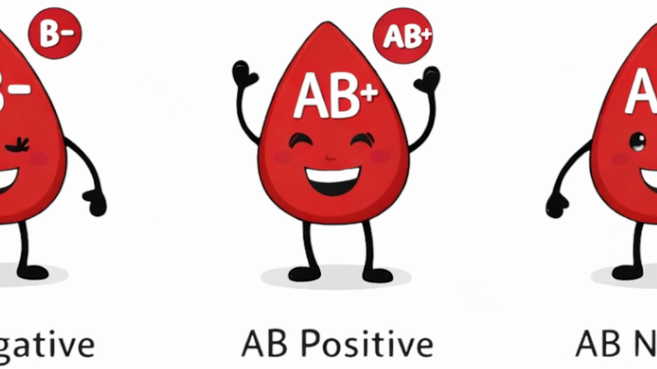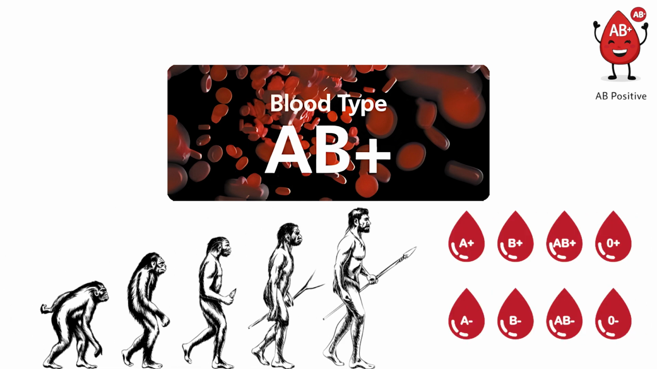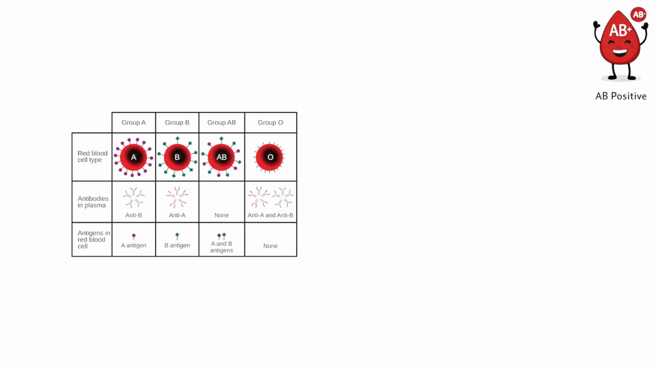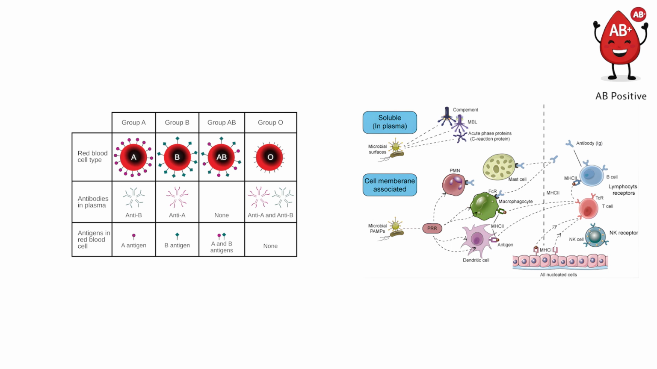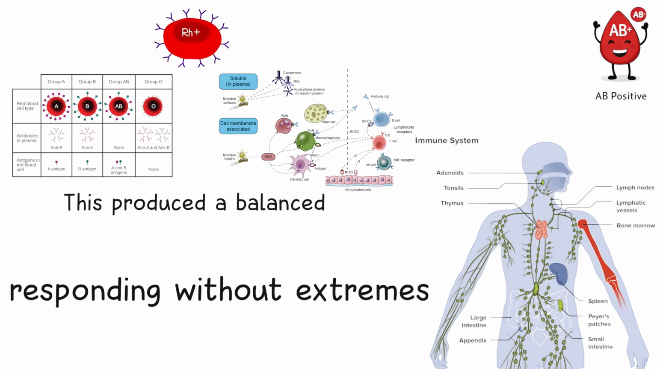AB positive. Type AB positive is the newest major blood type in human evolution, emerging as populations with A and B blood interbred through migration and globalization. Carrying both A and B antigens allowed broad immune recognition, while the Rh positive factor enhanced responsiveness. This produced a balanced immune system capable of responding without extremes.